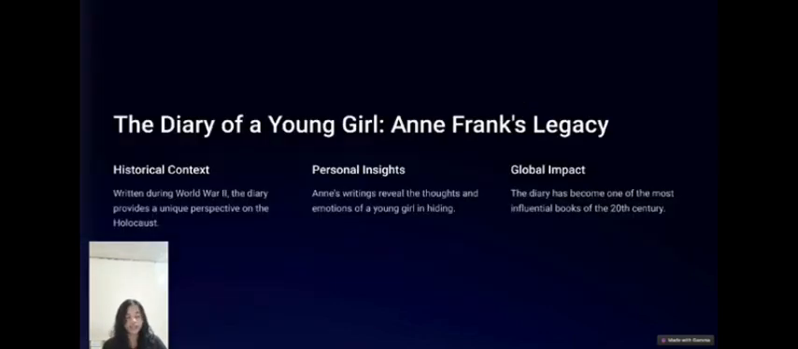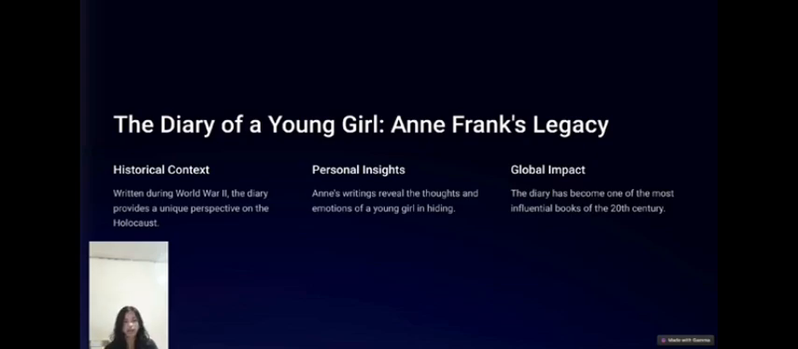So next we have The Diary of a Young Girl by Anne Frank. It was also written during World War II. Anne's writing revealed the thoughts and emotions of a young girl who went into hiding. A little background: it is the diary of a Jewish young girl who hid together with her family. During the time of the Nazis, in World War II, there was terrible violence, right? Wherever they were seen, it meant death. That is why they kept hiding.